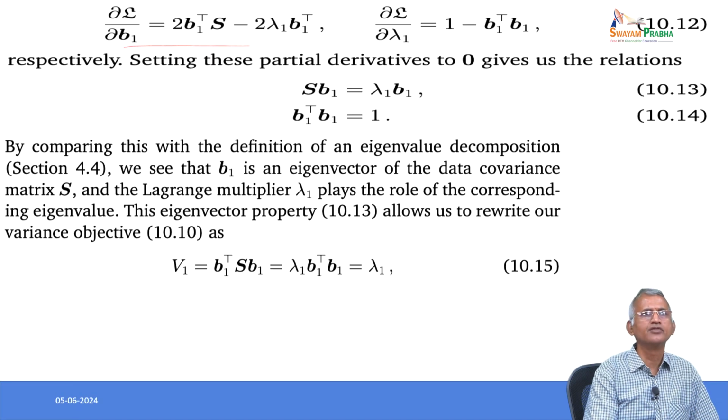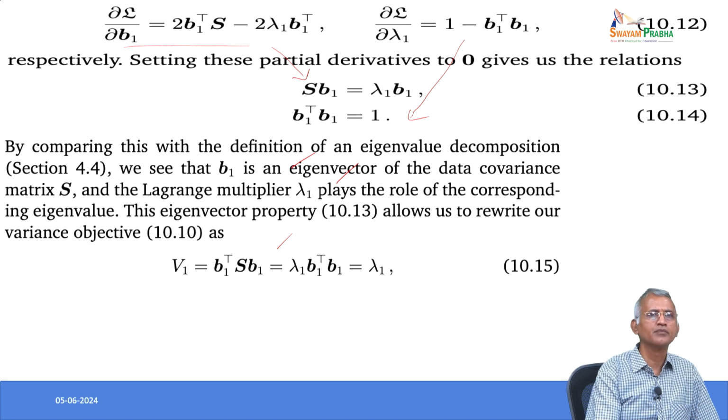Setting these partial derivatives to 0, therefore, we get S B1 equal to lambda 1 B1, and B1 transpose B1 equal to 1. By comparing with the definition of eigenvalue decomposition, we see that B1 is an eigenvector of the data covariance matrix S, and the Lagrange multiplier lambda 1 plays the role of the corresponding eigenvalue. Therefore, this eigen property allows us to rewrite our variance objective as V1 equal to B1 transpose S B1 equal to lambda 1 B1 transpose B1, because from equation 13 we have S B1 equal to lambda 1 B1, and substituting it, with B1 transpose B1 equal to 1, gives lambda 1. Therefore, V1 equal to lambda 1.